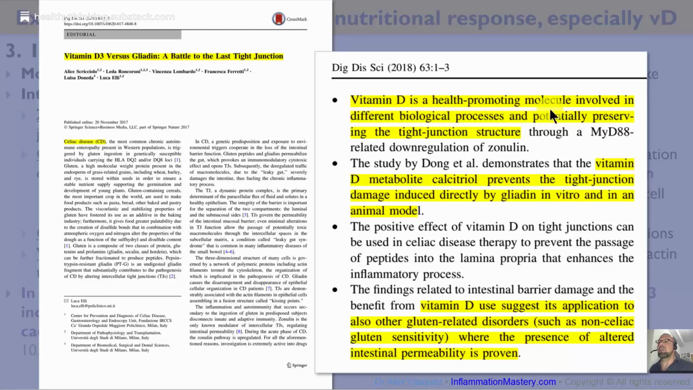Vitamin D is a health-promoting molecule involved in different biological processes and potentially preserving the tight junction structure. The vitamin D metabolite calcitriol, the active form, so to speak, of vitamin D3, prevents the tight junction damage induced directly by gliadin in vitro and in a certain animal model. The findings related to intestinal barrier damage and the benefit from vitamin D use suggest its application in other gluten-related disorders, such as non-celiac gluten sensitivity, where the presence of altered intestinal permeability is proven.